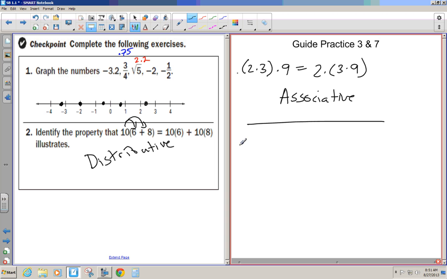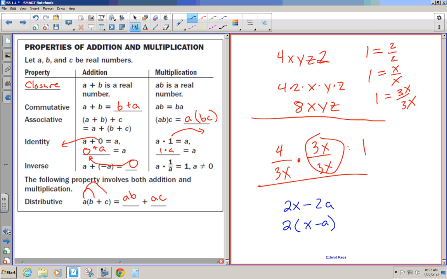Number 7 wants you to use properties and definitions of operations to show that the statement is true and justify each step. So here is b times 4 divided by b equals 4. What you're going to want to look at here is the fact that you're using a multiplication, and you're looking at the inverse of it. See this? A and 1 over A.